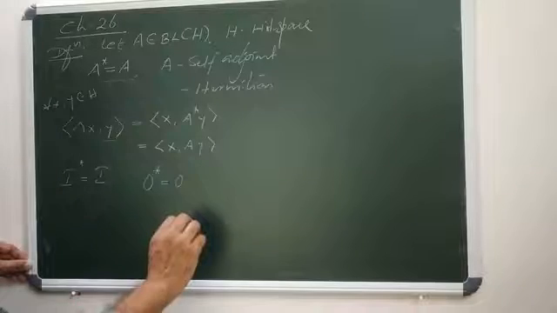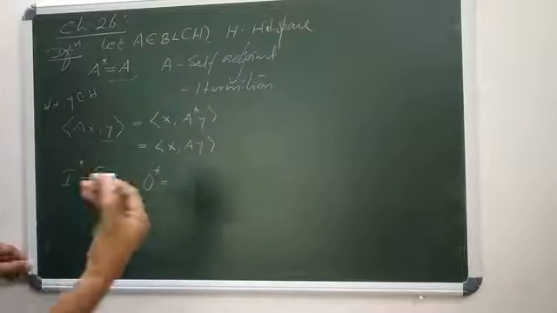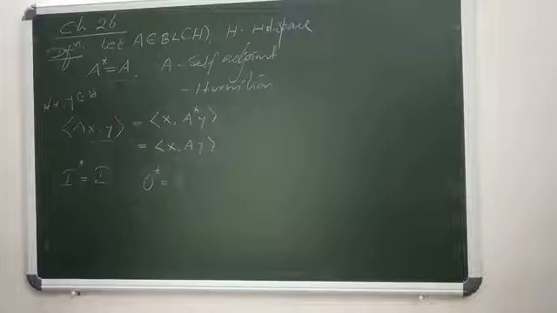Also, we are going to some results. That is, if A and B are self-adjoint, then A plus B is also self-adjoint, and AB is also self-adjoint when A and B commute, and so on.